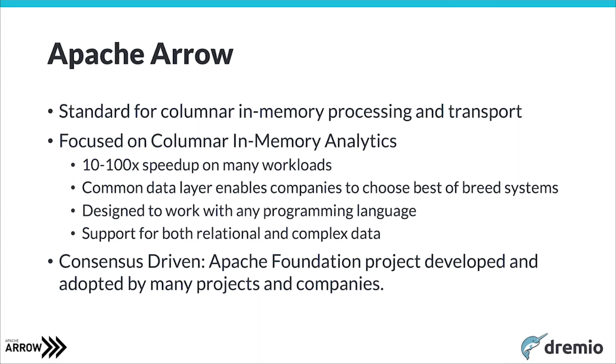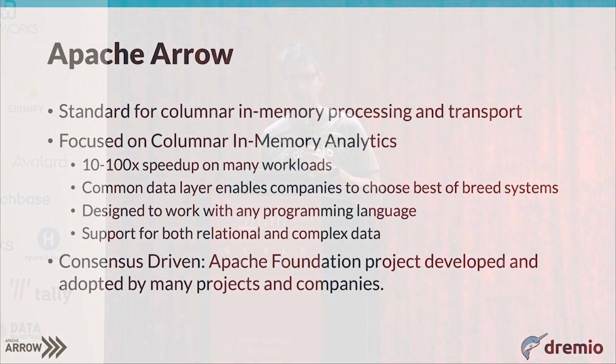So to start with, most of you have probably heard of Arrow by now, I hope. It is a standard for columnar in-memory analytics, processing, and transport. It is focused on many different workloads, trying to speed up those workloads, designed to allow you to have a common data layer between different components. It's designed to work with any programming language that you want it to work with, and there are quite a few that it supports already. One of its core tenets is this Apache Foundation project. An Apache Foundation project at its core protects you from being locked into any particular vendor or anything like that, and is driven entirely as a consensus-driven project.